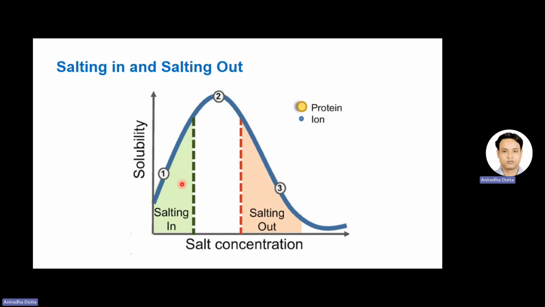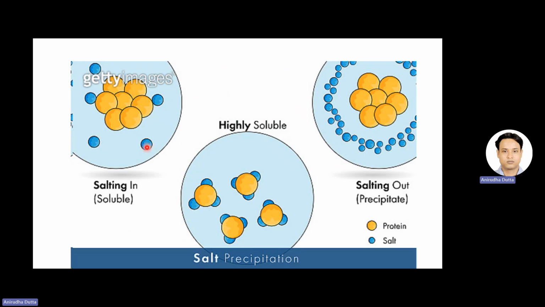Okay, so salting in happens when the salt concentration is low. Salting out happens when the salt concentration is really high. So you see here, salt at low concentration helps to solubilize protein. At high concentration, it removes the protein from the solution, or precipitates the protein. So what is happening there?